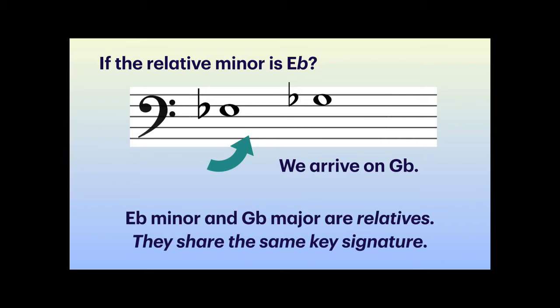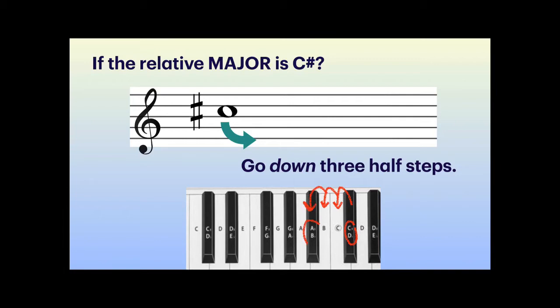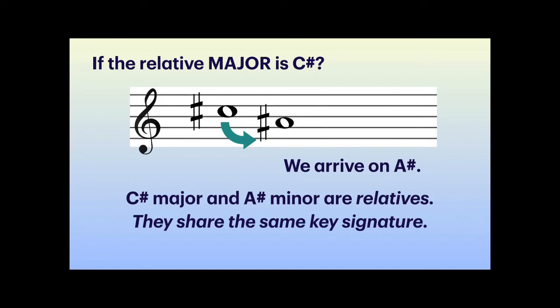What if the relative major is C sharp? Well, now we know what the major is, so we're going to go down three half steps to find its relative minor. Starting on a C sharp, one, two, three half steps down, we've just landed on an A sharp. This means that C sharp major and A sharp minor are relatives. They share the same key signature.